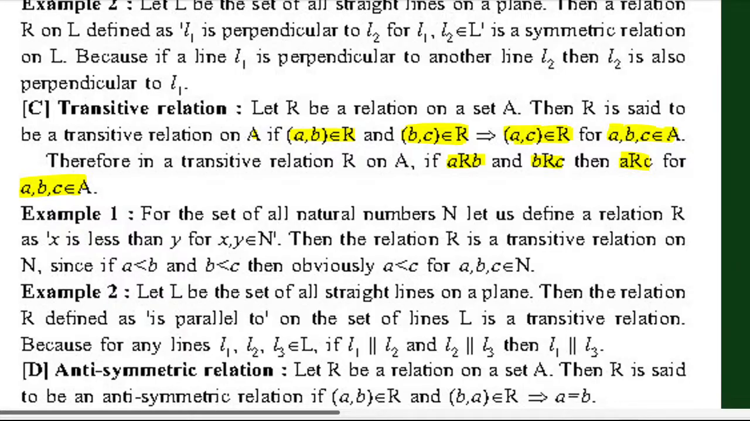For the set of all natural numbers n, let us define a relation R as x is less than y. See this example? x is less than y for x, y belonging to n. Then the relation R is a transitive relation on n. Why? Since a is less than b and b is less than c, obviously a will be less than c. So for a, b, c belonging to n.